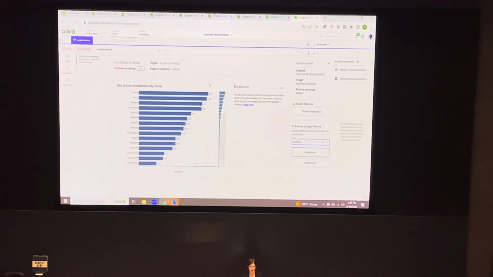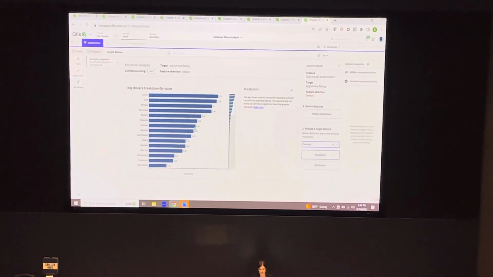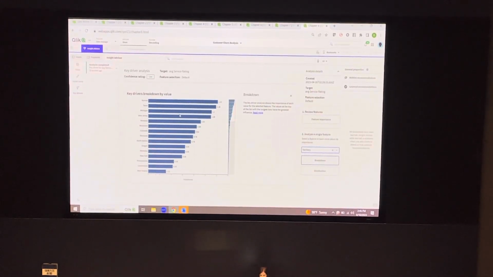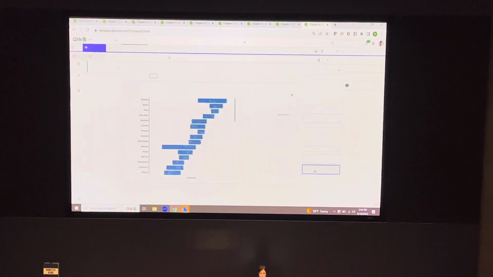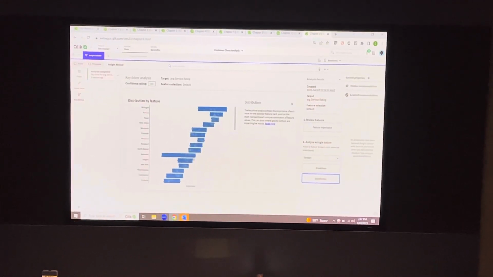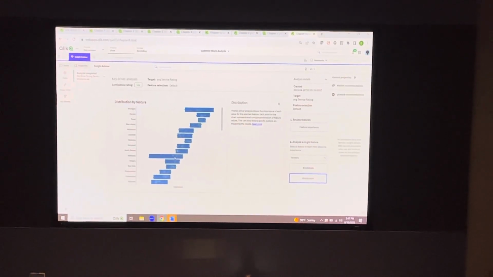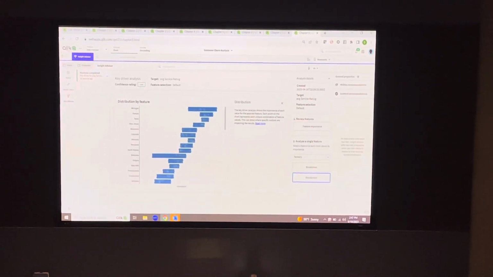I can see that key driver analysis by location. So these are the locations that are most and least successful in terms of that customer churn. I can also look at the distribution of this data to see if there's any outliers. So for example, I might want to take a closer look at my service team in Nebraska, because it seems like there's a little bit of a performance issue there.